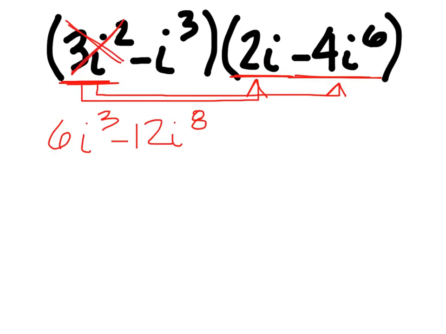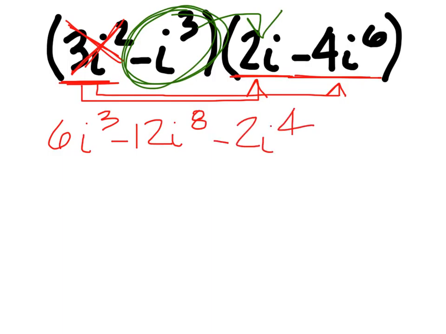So this one's finished. What we're going to do now is go to the minus i to the third. And we're going to multiply that by 2i. So what's negative i to the third times 2i? Negative 2i to the fourth is right. And what is negative i to the third times negative 4i to the sixth? Negative 4i to the 9th. Not a negative. Positive 4i to the ninth is right.